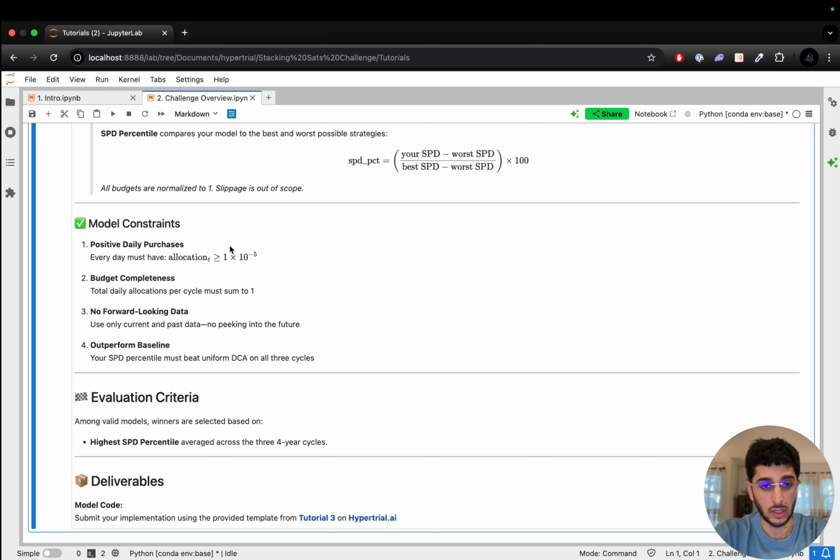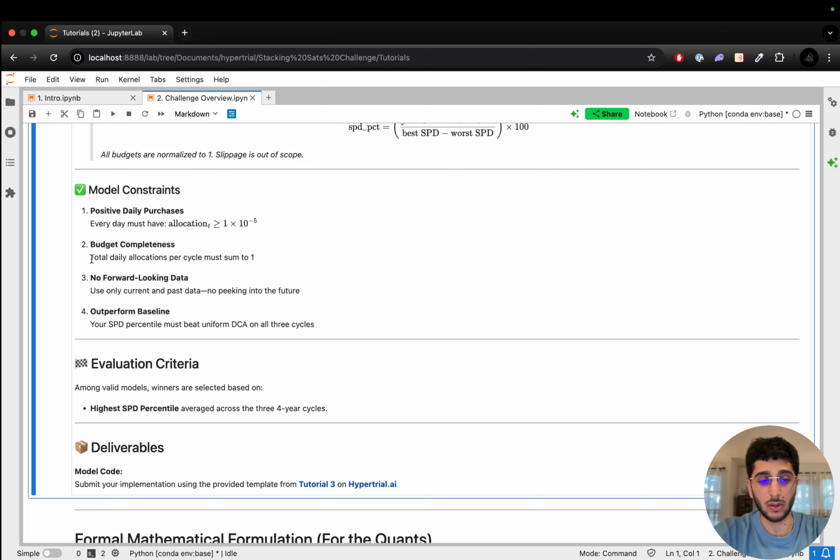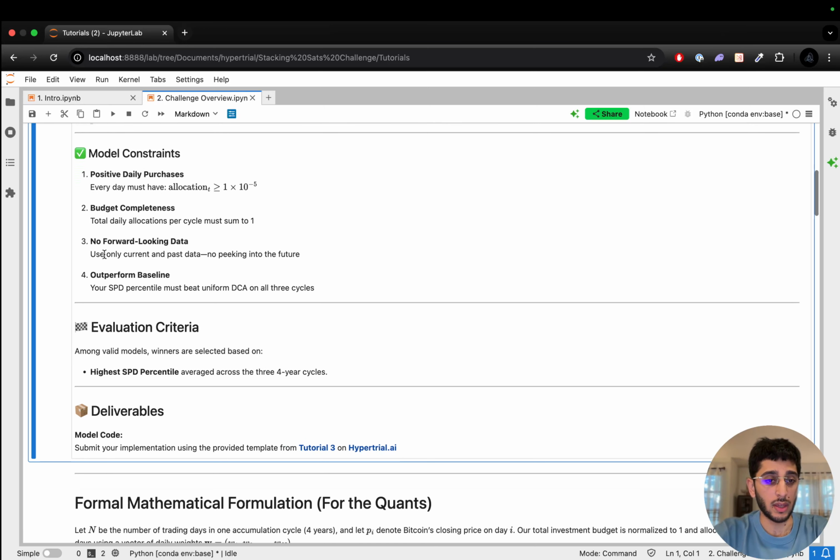minimum threshold. The reason why we enforce the weights to not only be strictly positive, but to be greater than or equal to this minimum threshold is to avoid any sort of floating point errors. Next, we must use up our entire budget per cycle. And this should be fairly self-explanatory. No loans or leverage. You're just simply buying every day. And to say that you're using less than your budget is not optimal anyways.